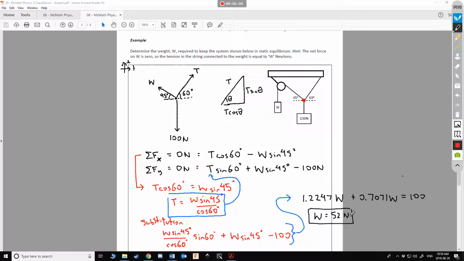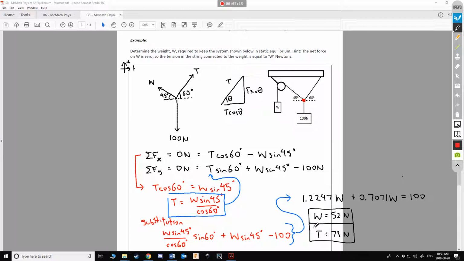And we're actually done, because the question was just asking us what is W. We could go ahead and solve for T if we just plug W back into the previous expression: 52 multiplied by sine 45 divided by cos 60. You can solve that pretty straightforwardly. T is equal to 73 newtons. Didn't need to solve for that though.